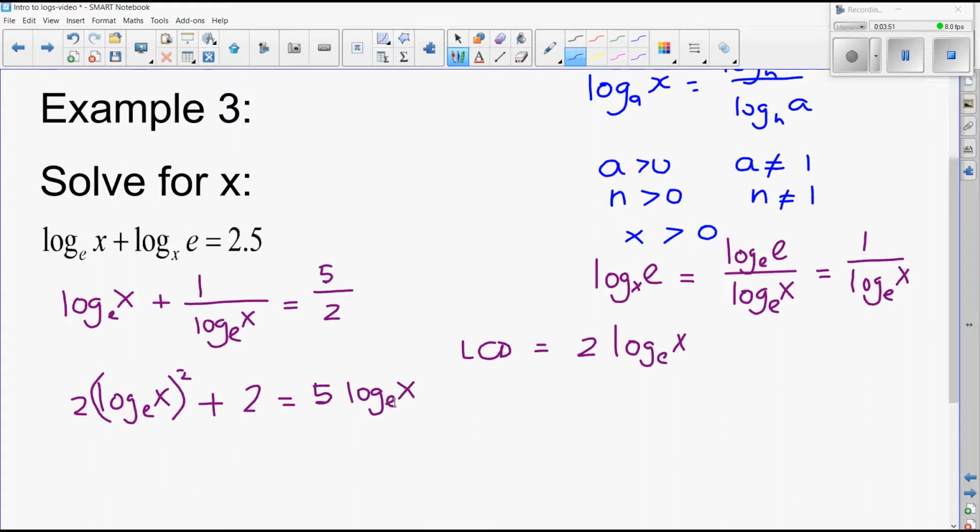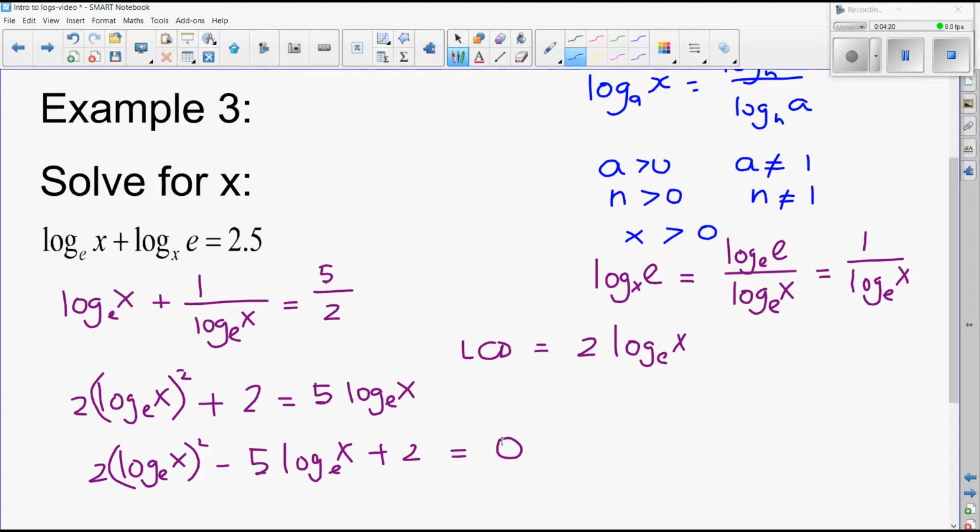Do you notice that you have 3 terms, a square term and a constant, so this is a quadratic expression, so I'm going to write it in standard form. So we have 2 log of x to the base e, squared, minus 5 log of x to the base e plus 2 equals 0. So we wrote it in standard form.